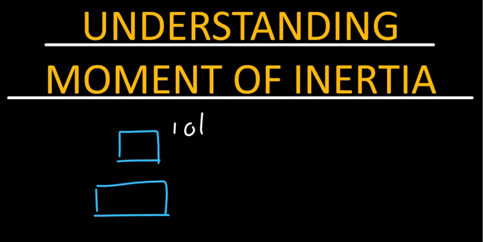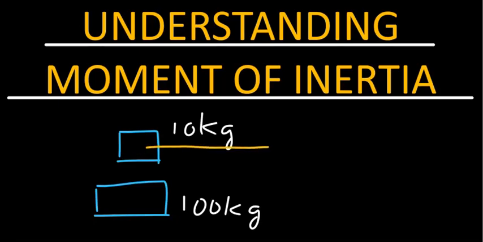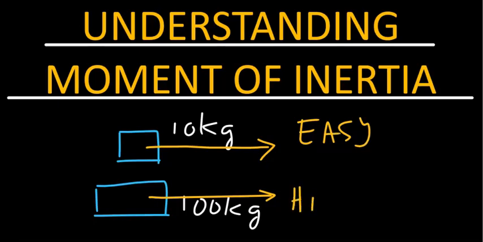We know from our previous video, if you have, let's say, a couple of masses, say one is 10 kg and the other one is 100 kg. It would be easier to move the 10 kg object compared to the 100 kg object, say from rest. So this is easy and this is more difficult.